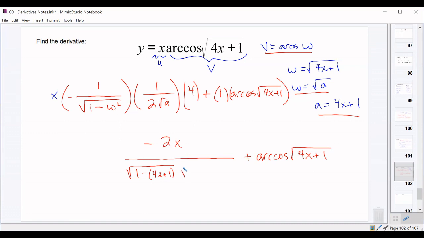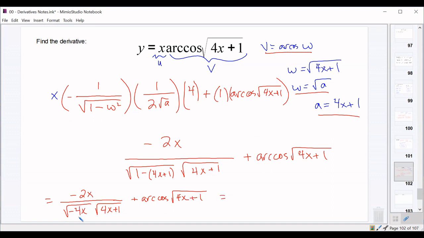Then we also have the square root of a, which is the square root of 4x plus 1. As we distribute the minus sign, this becomes the square root of negative 4x. 1 minus 4x minus 1 just becomes negative 4x. So we now have negative 2x over square root of negative 4x, square root of 4x plus 1, plus the arc cosine of root 4x plus 1.